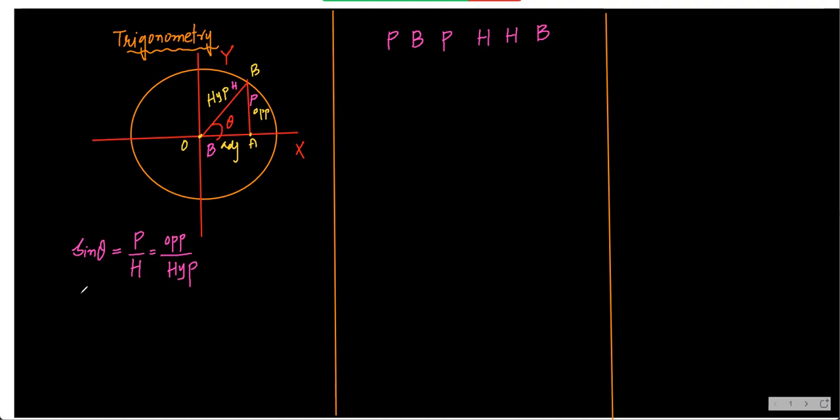Similarly, if you want cos theta, that is adjacent side, base upon hypotenuse, which is also called adjacent side upon hypotenuse. And if you want tan theta, this is the formula: sin theta by cos theta.